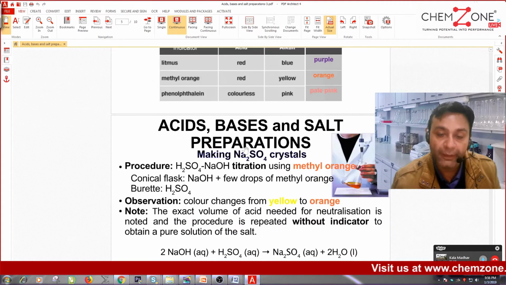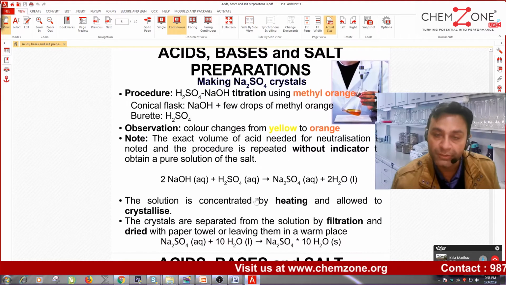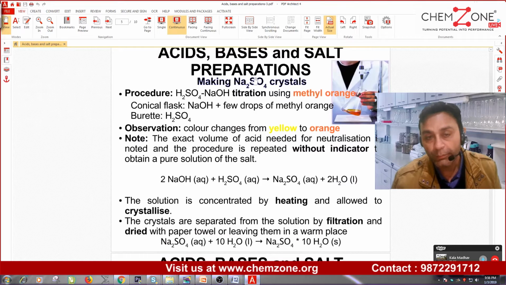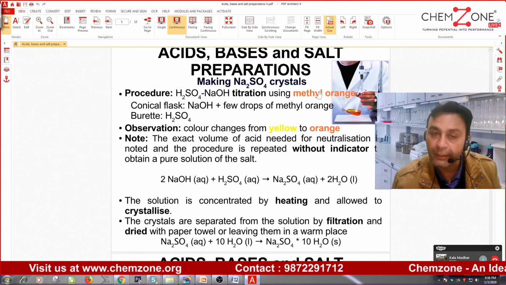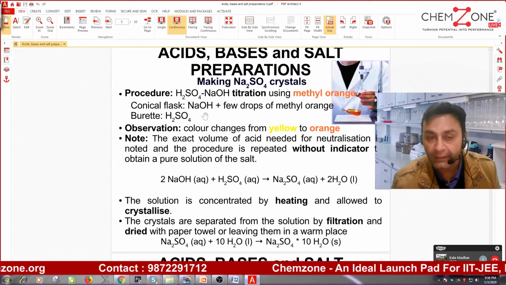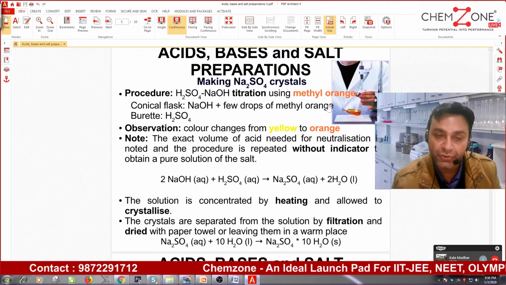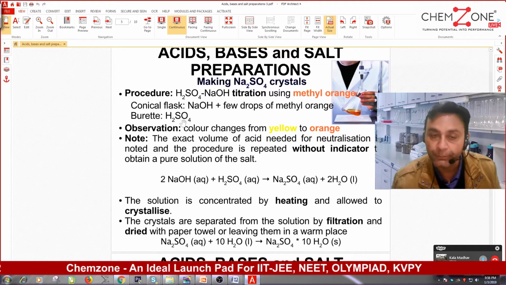Now we prepare sodium sulfate crystals. How to make sodium sulfate crystals? Sodium sulfate is prepared by NaOH with sulfuric acid using methyl orange. So in the conical flask we take NaOH and a few drops of methyl orange. In the burette we take sulfuric acid.